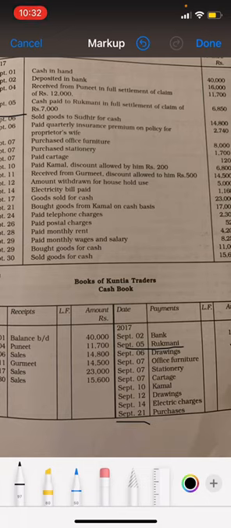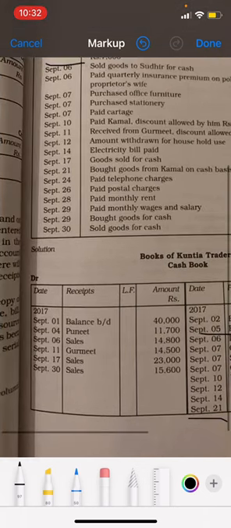Okay, so the journal entry will be cash account debited to sales account, because sold goods to Sudhir for cash. You have received cash, so cash account is debited. So on the debit side of the cash book, you will have to write sales, and the amount is 14,800. Just see here, sales 14,800.